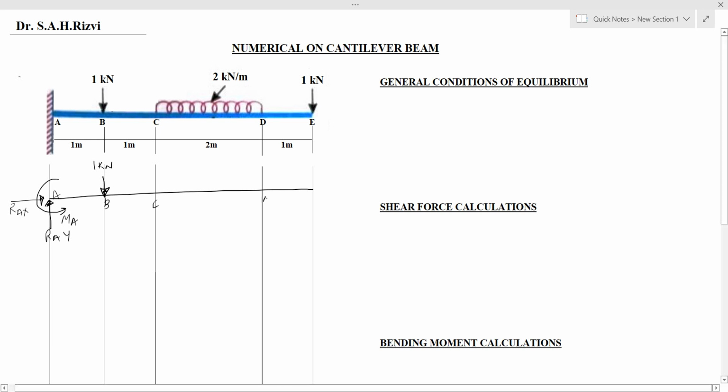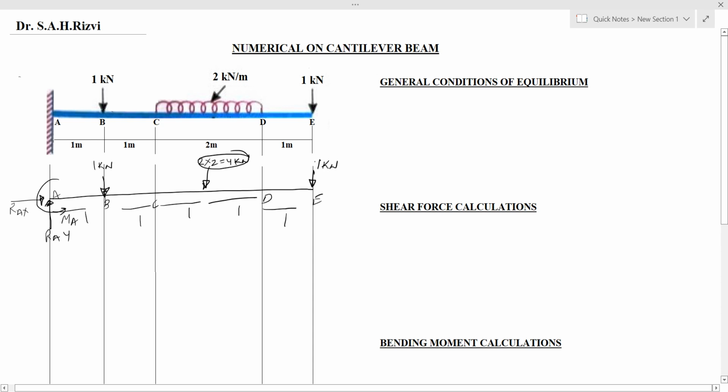Between C and D, it is carrying a UDL of 2 kilonewton per meter that will act at the center and it will be 2 into 2 equals 4 kilonewton. The total load will be 4 kilonewton and it will act at the center of C and D, 1 meter from C and 1 meter from D. And finally, a 1 kilonewton load is acting at point E.